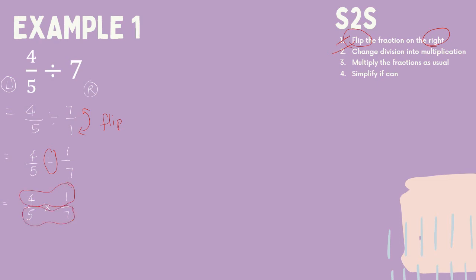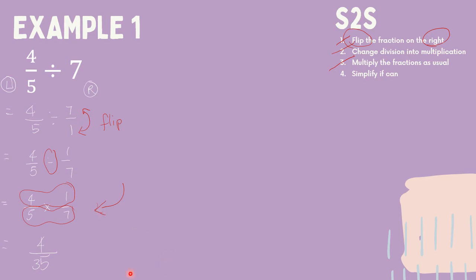So we have 4 times 1 gives 4, 5 times 7 gives 35. So that is step 3. To be safe, you can always use the normal method like this. This is the safest way. If you're confident enough, then you can do the cancelling method if you can cancel. But if you cannot, then it always goes back to the normal method, which is this one. Okay, so that is step 3.